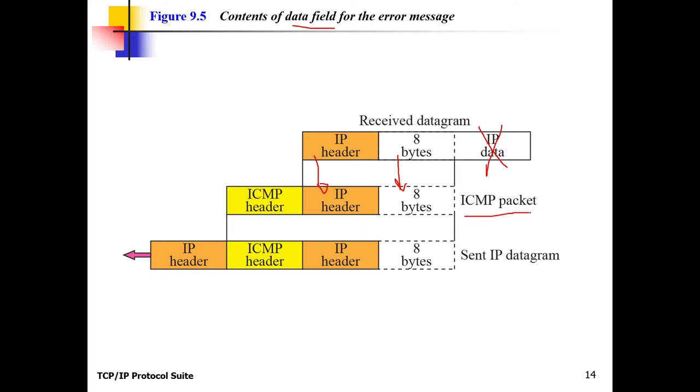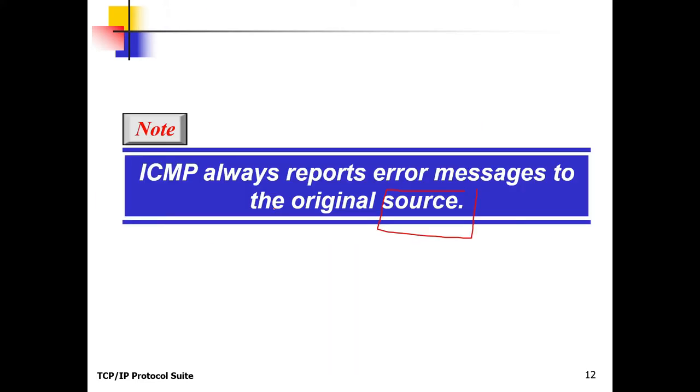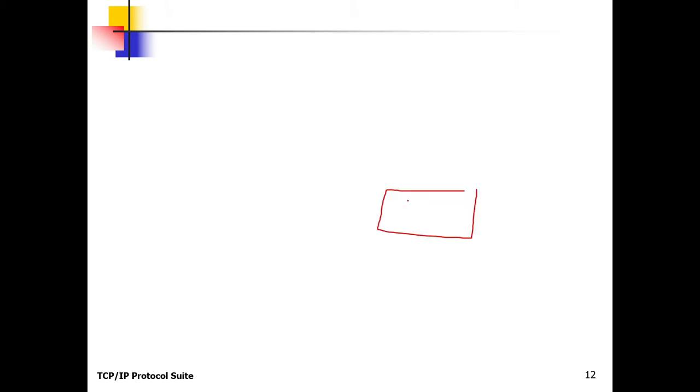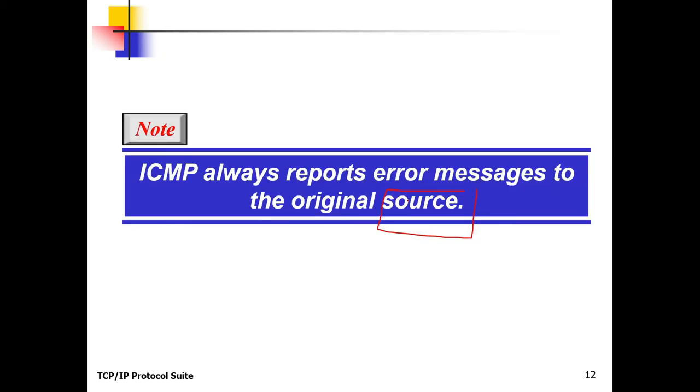Again, one more time. We need to build the ICMP packet. We take the IP header as it is, and we take the first 8 bytes from the data and put them here. The rest we remove. And then we build the ICMP header. Where is the ICMP header? It's here.